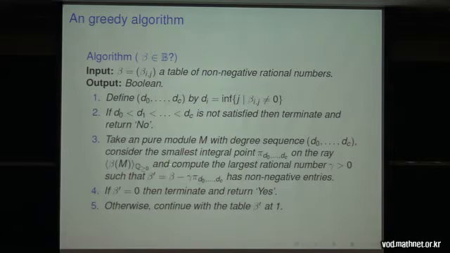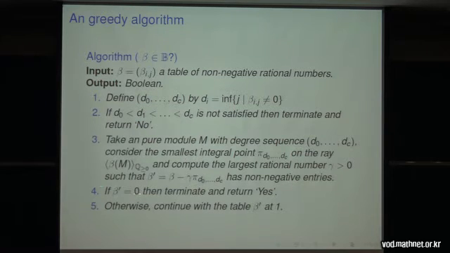to that module, and compute the largest rational number gamma greater or equal to 0, such that beta prime, which is beta minus gamma times this Betti table, still has non-negative entries. If I subtract too much, of course, some of the entries will get negative. So I just make one of these beta_ij primes be 0.